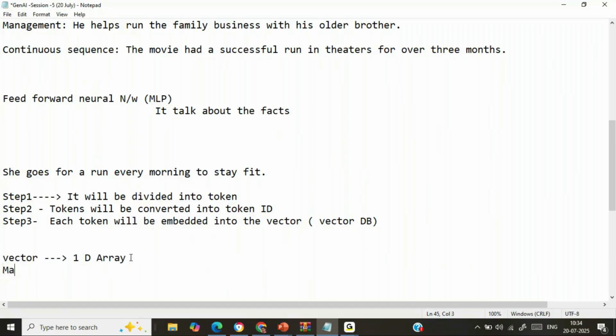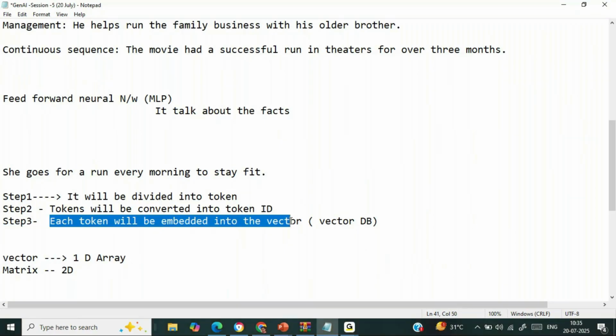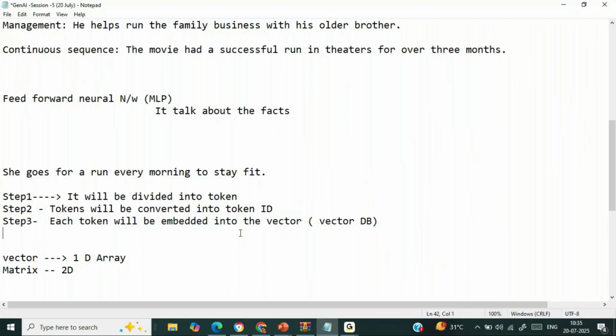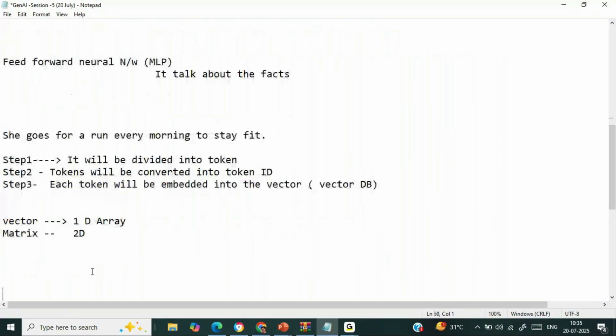We are having matrix as well, and that is a two dimensional array. But what about these tokens? What is the dimension of these tokens? The dimension of these tokens will depend upon the models.